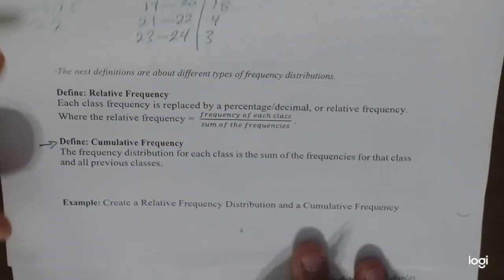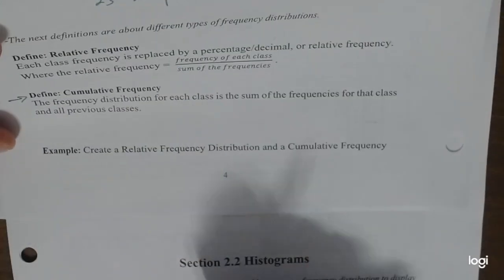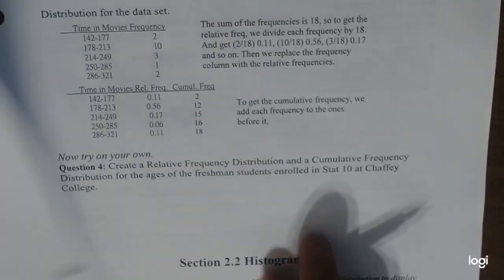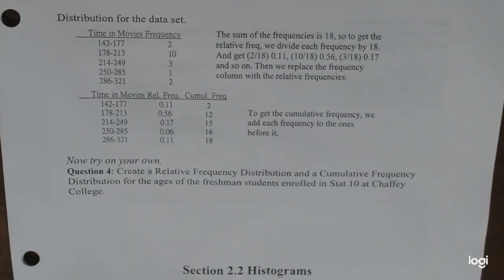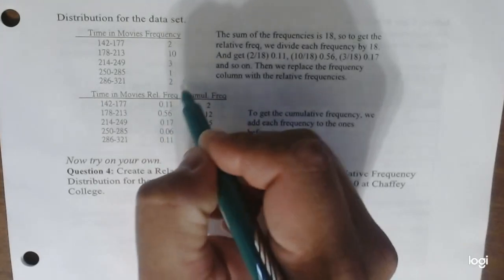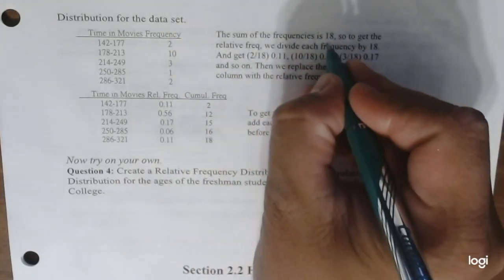So here's an example here, right? So create a relative frequency distribution and a cumulative frequency distribution. And here's an example of what we did here. Okay, so go back to our times of movies and so forth. So we first start using a relative frequency distribution. So first off, we've got to find the sum of all the frequencies. So we're going to add all these numbers up. That should give you about 18.